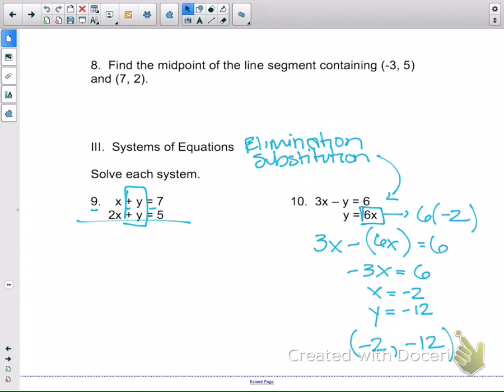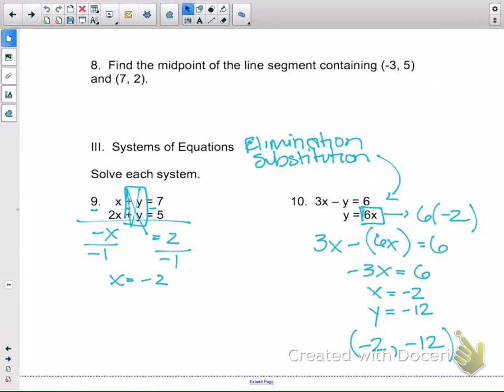X minus 2x. Negative x. Y minus y cancels out, which is exactly what I want it to do. That's the point of elimination. We have now just eliminated the y. 7 minus 5 gives me 2. All I have to do is get rid of the negative in front of the x now. Dividing both sides by negative 1, or multiplying by negative 1, or just flipping the sign, whichever one works for you, gives me x is negative 2.